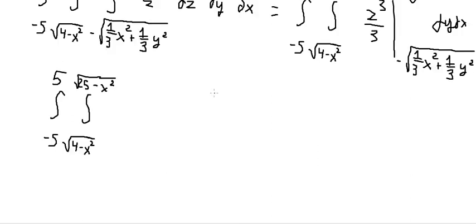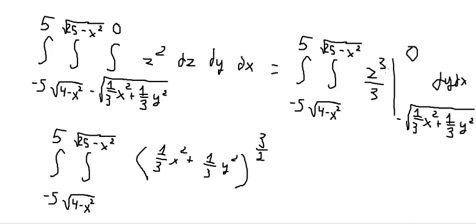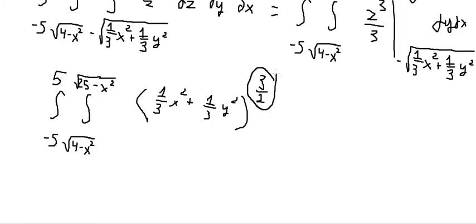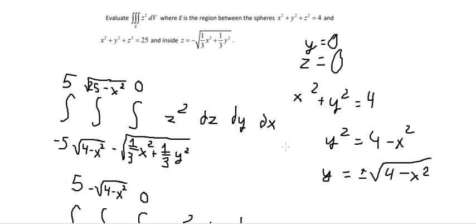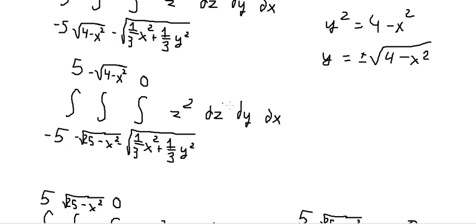And we will have 1 over 3 times x squared plus y squared, to the power of 3 over 2. The square root is the power 1 over 2, and the power 3 in here, that's why we have 3 over 2, over 3, dy dx. We do similar for the second one.